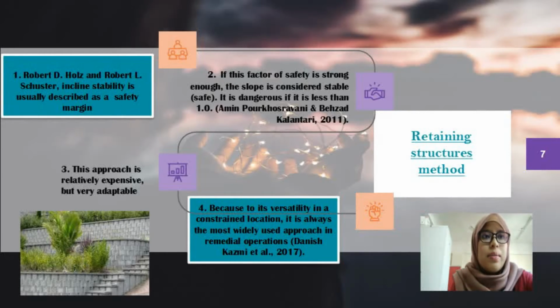By the study of Amin, Pokasravin, and Bezet Kalentari, 2011, this approach is relatively expensive but very adaptable. Because of its versatility in a constrained location, it is always the most widely used approach in remedial operations, by the study of Danish Kazmi, 2017.